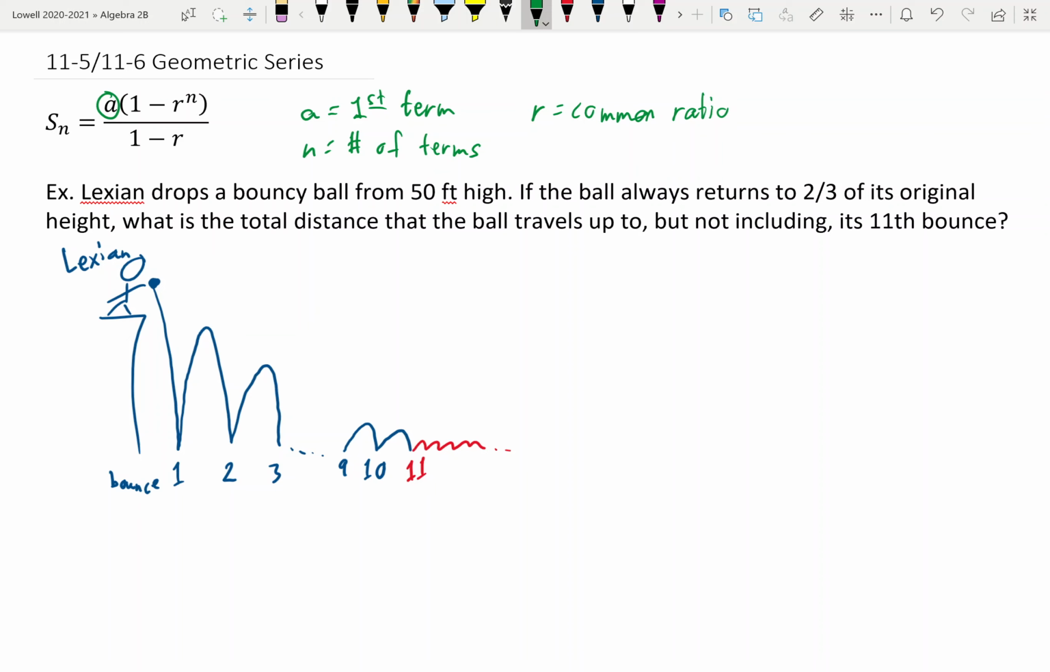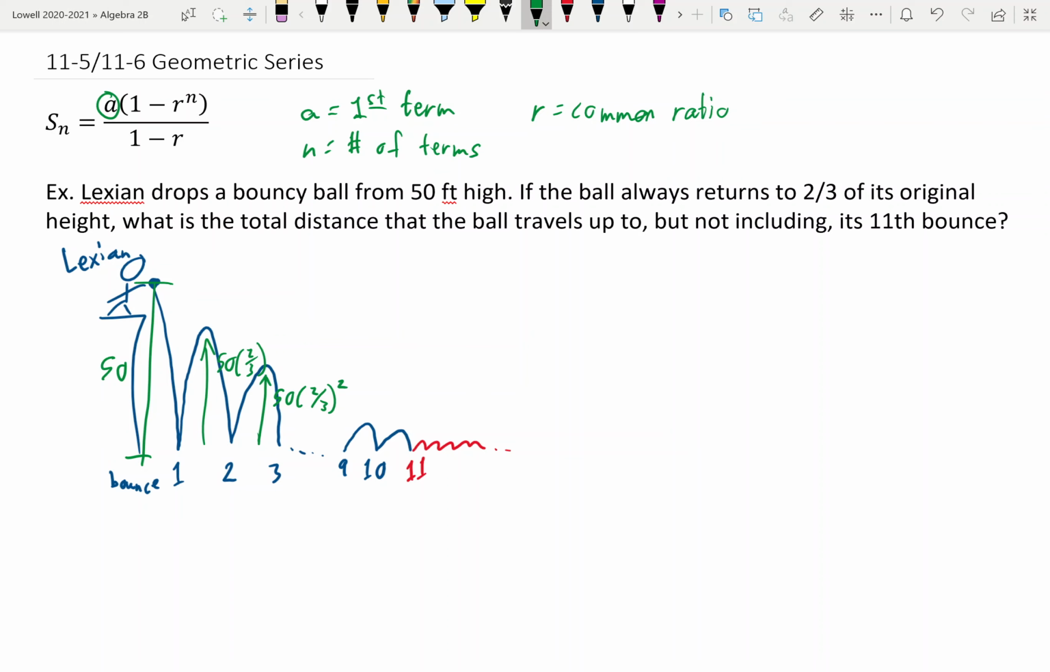So I've drawn the visual here of what happens. Lexian's standing on the roof of this building or whatever. She drops it from 50 feet here, so this is 50 feet right there. And then after it bounces once, it'll return up to 2/3 of 50 feet. So that's 2/3 there. And then it'll come back to the ground. And then when it bounces up that second time, it's going to go 2/3 of that. So I will multiply by 2/3 again.